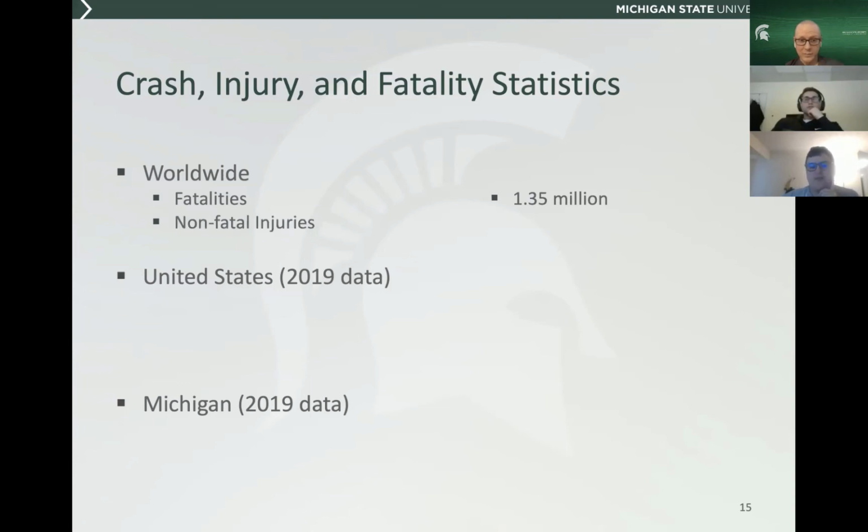If we look beyond that at the number of persons injured, that's somewhere in the neighborhood of 20 to 50 million. Naturally, you see that's a huge range, so we don't have a lot of confidence in that. One of the reasons for that is there are a lot of inconsistencies in how these data are reported and what information is collected.